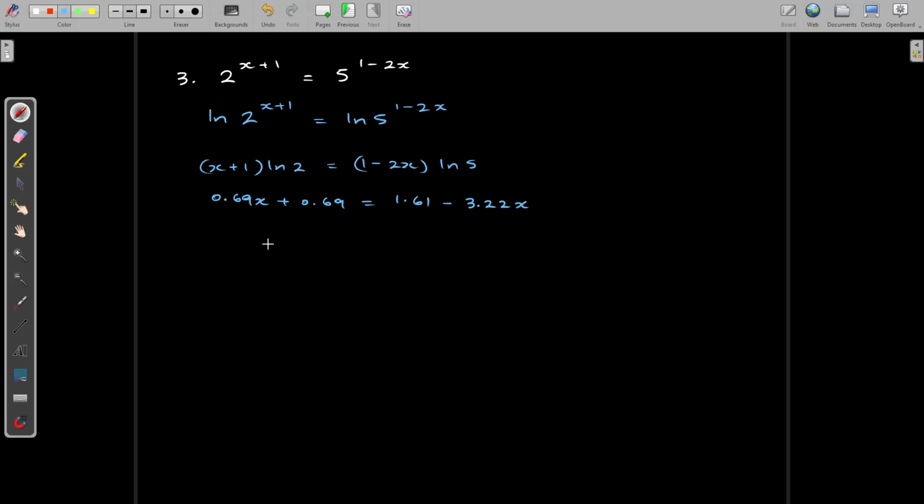Then we group the x terms on one side. So 0.69x plus 3.22x is equal to 1.61 minus 0.69. So this is 3.91x is equal to 0.92. So divide by 3.91, and x is equal to 0.24.